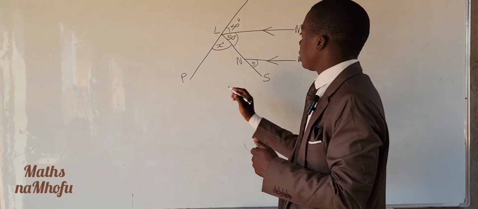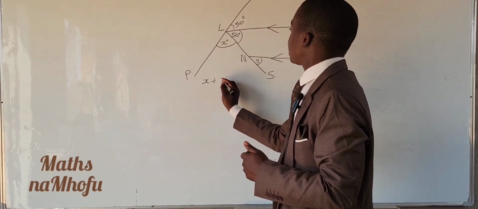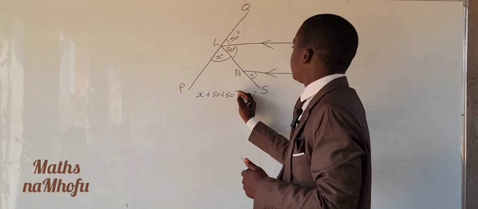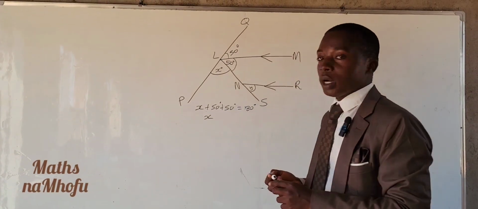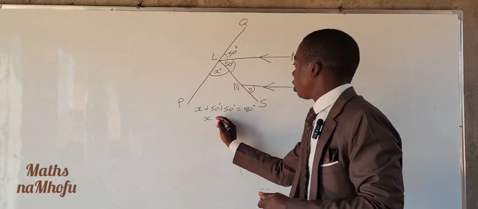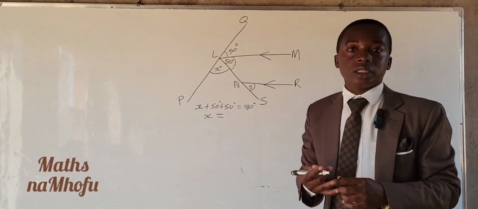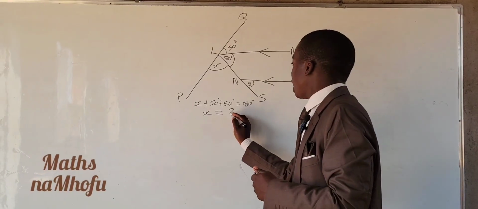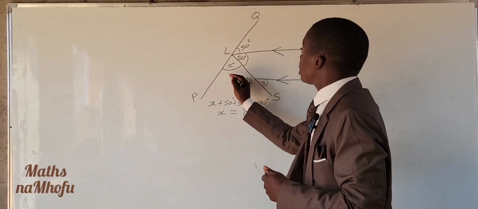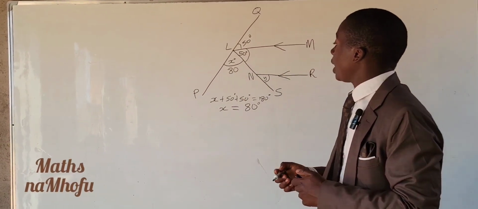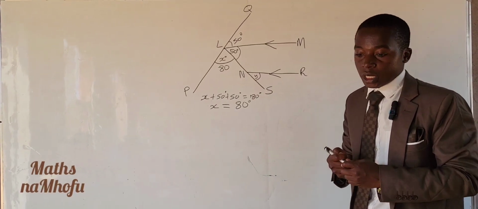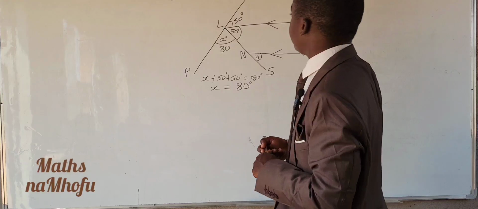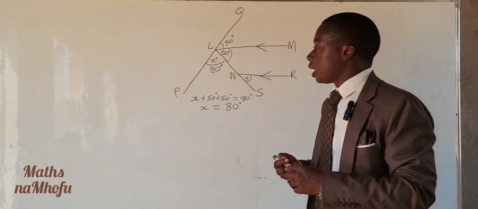So how do you solve this? It's x plus the 50 plus the 50 should give us 180 degrees. As simple as all that. So what are you going to do? x is equal to 50 plus 50, that's 100 degrees. Then you say 180 degrees minus 100 degrees. What do you get? That's 80 degrees. It means the numerical value of x degrees, that's 80 degrees. Or you can just say the numerical value of x, that's 80 degrees, yes. As simple as all that.